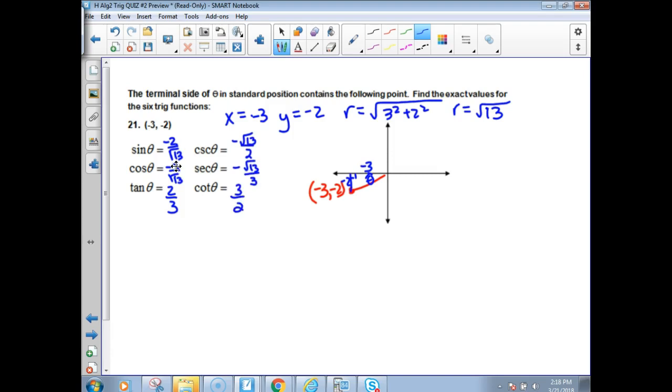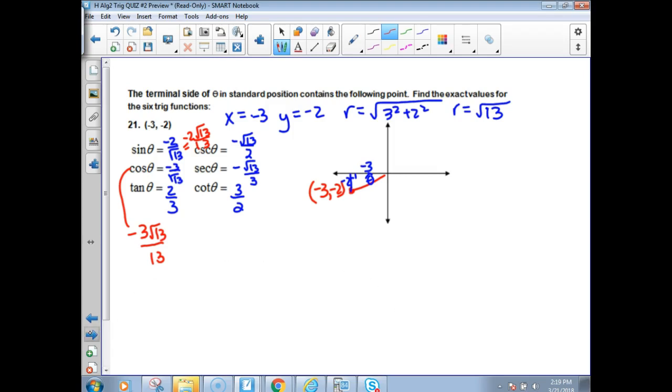Now I'm going to go back and rationalize the denominators that I did not yet. So I'd have to multiply top and bottom by the square root of 13, giving me -2 square roots of 13 over 13. And for cosine, it would be -3 square roots of 13 over 13. And that's how they got to be. No decimals.